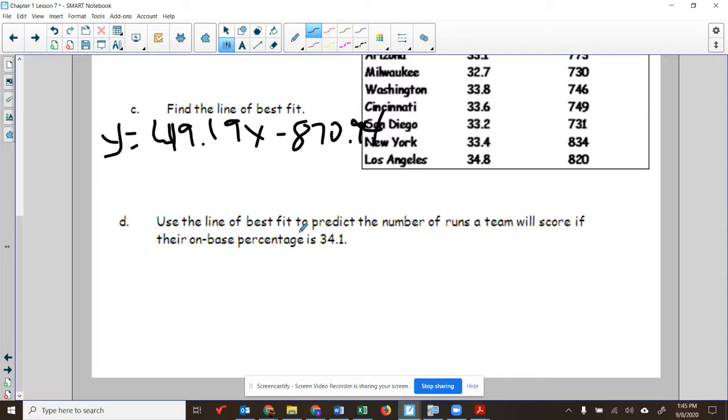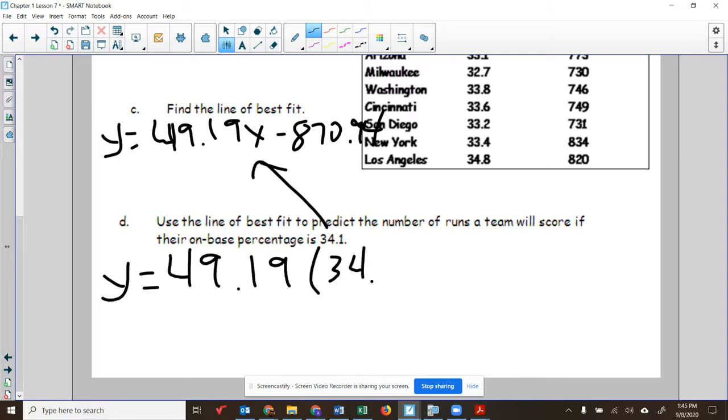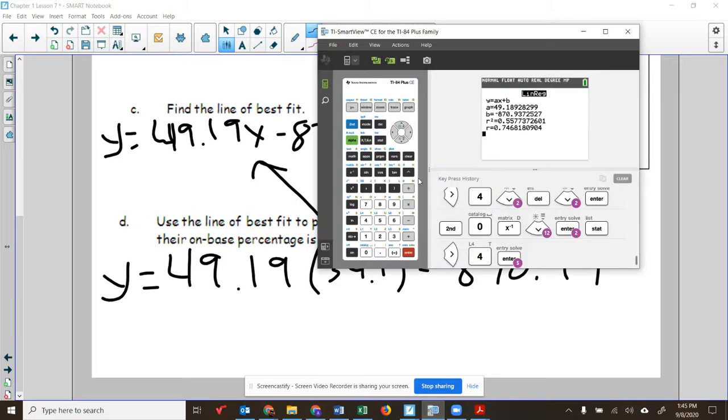Then, for the last question, use that line to predict the number of runs a team will score if their on-base percentage is 34.1. So make sure you're plugging this in the right spot. On-base percentage is X, number of runs is Y. So I'm given on-base percentage, so I'm going to plug in 34.1 for X. So I will have Y is equal to 49.19 times 34.1 minus 870.94. Let's plug that into the calculator.